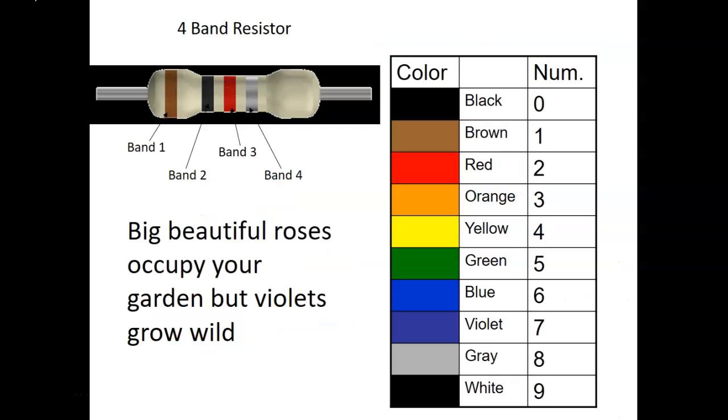So, resistor color codes. Because resistors typically are smaller than your pinky nail, we don't really want to mess with trying to stamp numbers and everything into them. So what we do instead is we have created what's called a color code.